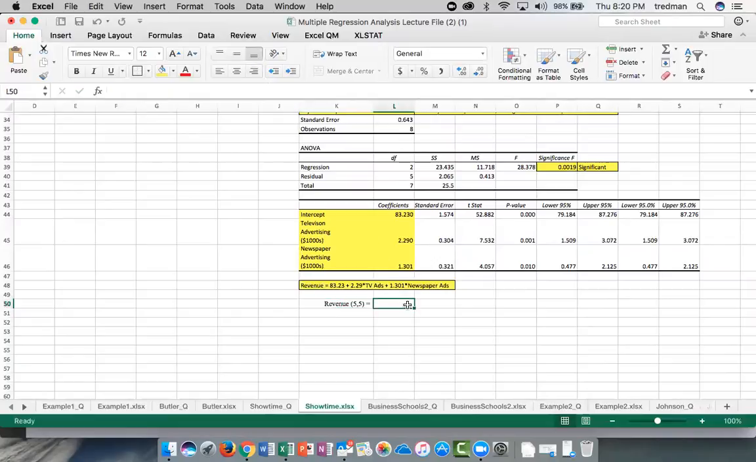So I'll use the coefficients from the worksheet to calculate. This is going to equal the intercept plus the TV ads coefficient times 5, because we're spending $5,000 and this data is in thousands, plus the newspaper ads coefficient times 5,000, because we're spending 5,000 on newspaper ads, and then I'll enter. So it looks like our revenue would be $101,186.